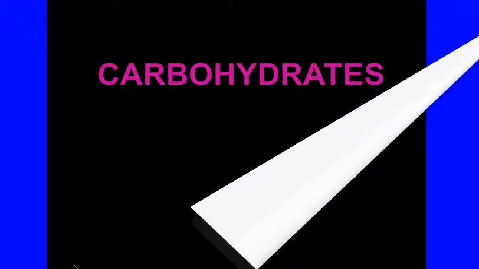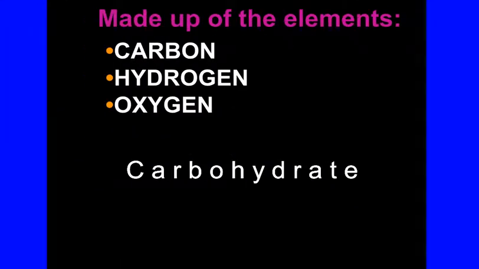So we're going to start with carbohydrates. Carbohydrates have 3 elements: carbon, hydrogen, and oxygen. And you can actually tell within the name carbohydrate which elements are included. Carbo means carbon, and hydra is a word part that means water, and we know water is H2O. So here's our hydrogen and here's our oxygen. So carbon, hydrogen, and oxygen.